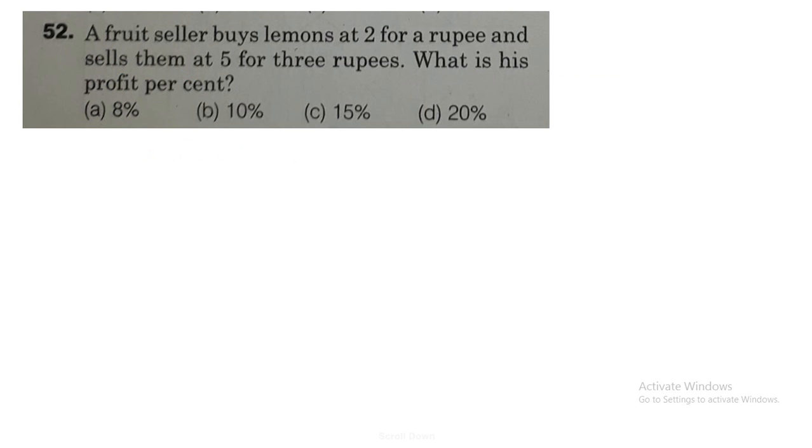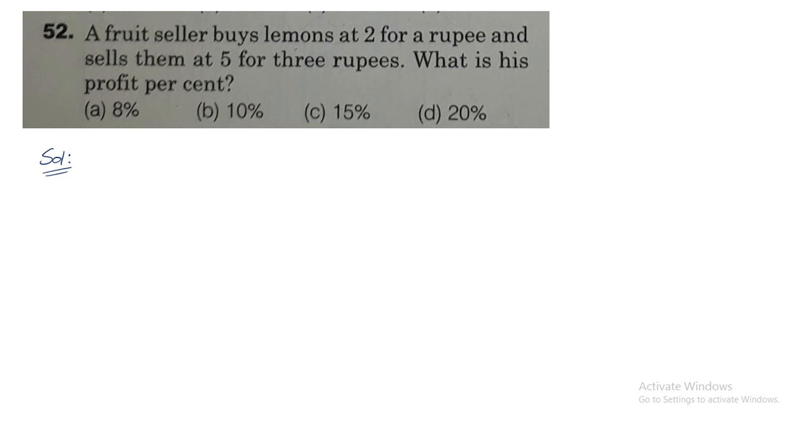Next, moving on to 152. A fruit seller buys lemons at 2 for a rupee and sells them at 5 for 3 rupees. So what is his profit percent?